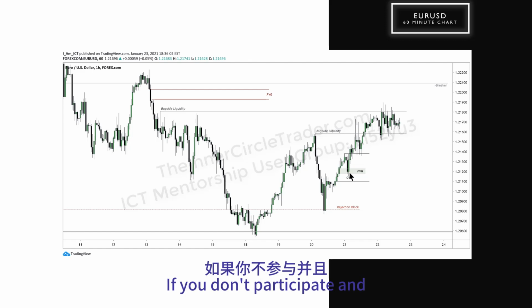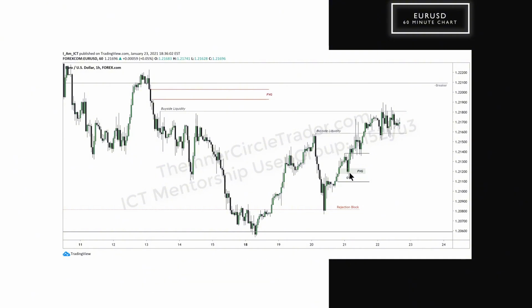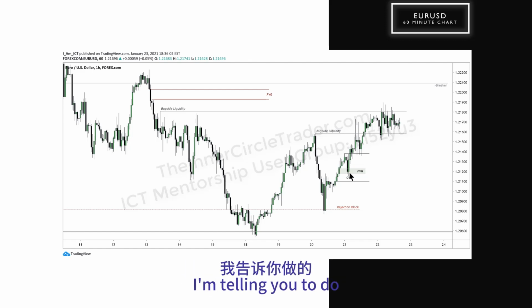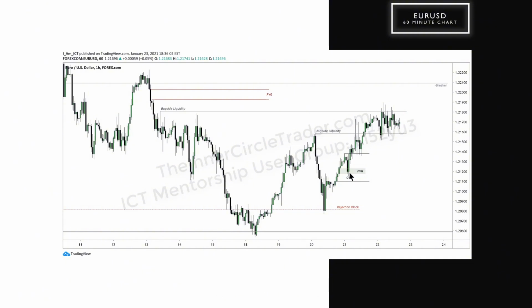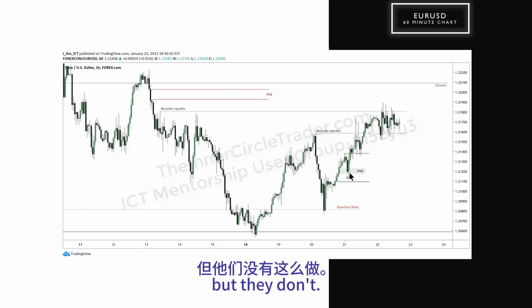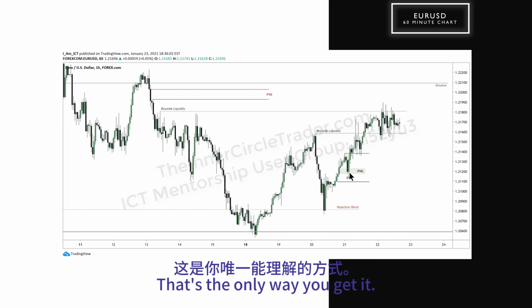If you don't participate and do the things I'm telling you to do, you're wasting this entire year, and you will not learn as much as you would have if you do everything I'm telling you to do and try not to do the things I tell you not to do. It's a default result. You're going to get it, but you have to do these things to get it. Just watching the videos, because think about it, everybody could just simply watch the videos on YouTube and get it, but they don't. You have to do the things I'm physically teaching you in this mentorship, period. That's the only way you get it.